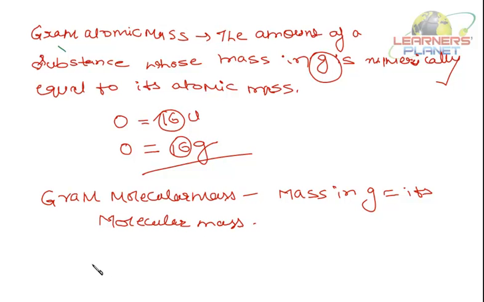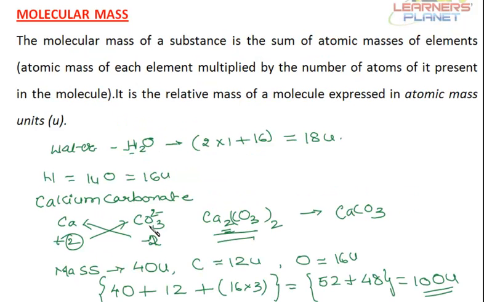Say here, in this case, what will be the gram molecular mass of calcium carbonate? It would be 100, that is 100 grams. So the amount of calcium carbonate whose mass in grams is numerically equal to its molecular mass, that is its gram molecular mass, will again be equal to 100 grams.